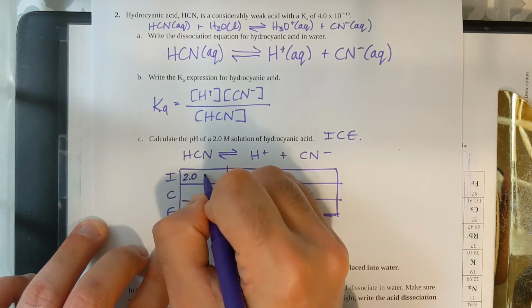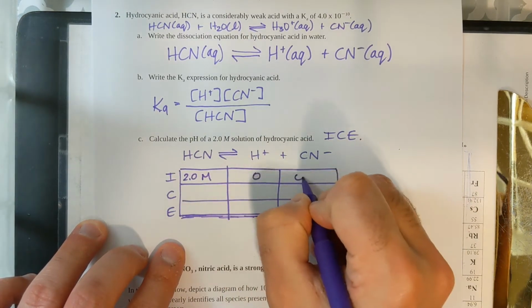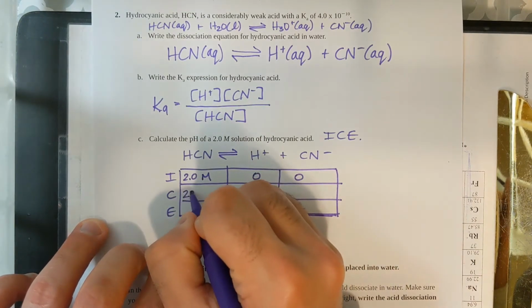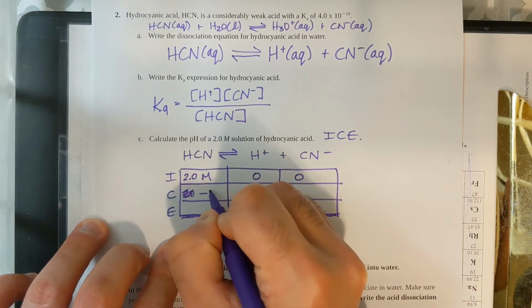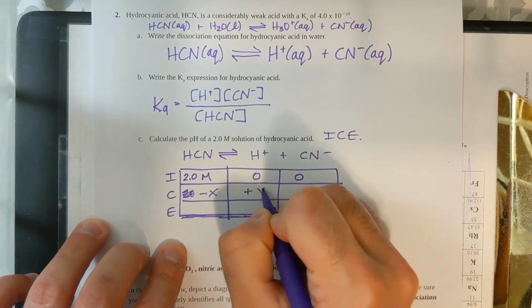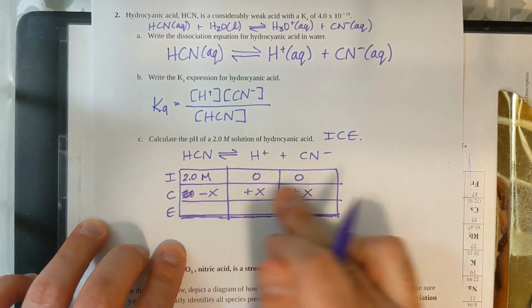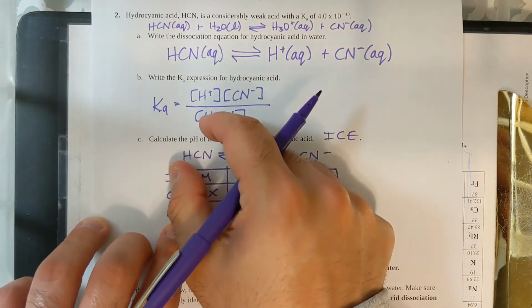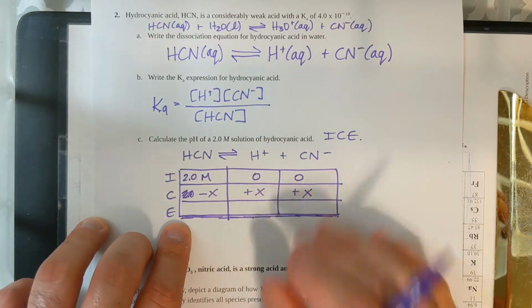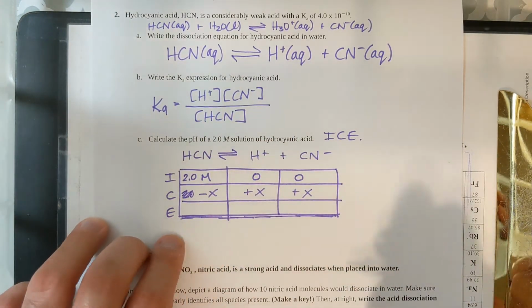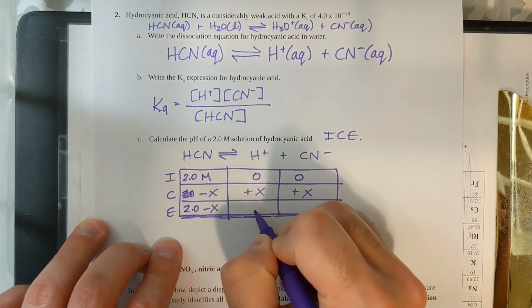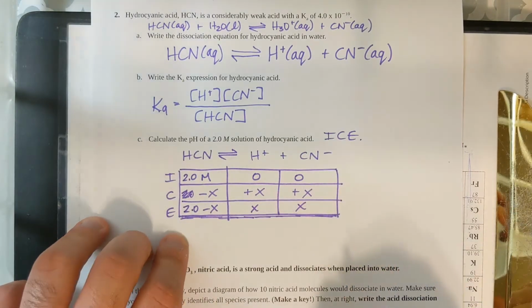So I have 2 molar initially. And initially, nothing dissociates. Then over time, I get a bit of dissociation, so let's say minus x. That minus x is the same amount that's going to be added to H plus and CN minus. So how much HCN broke off is how much H plus and CN minus were made. Combining them, 2.0 minus x, x, x.